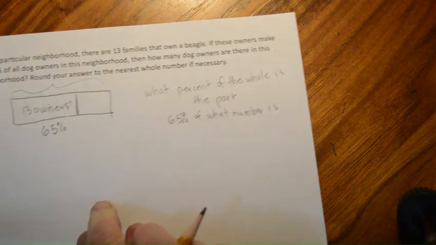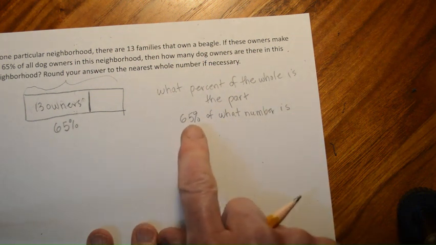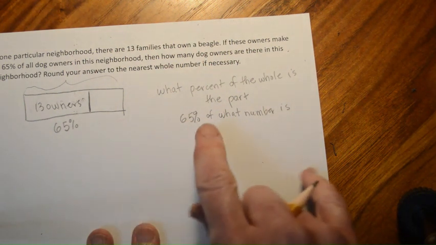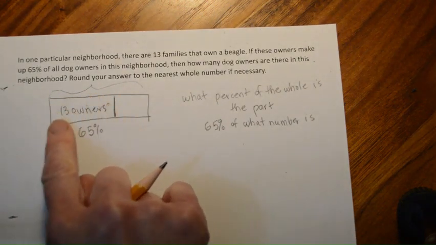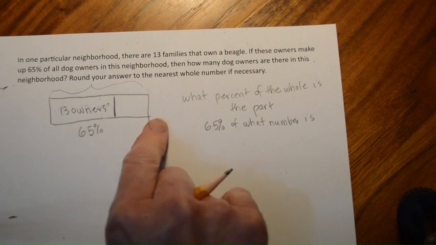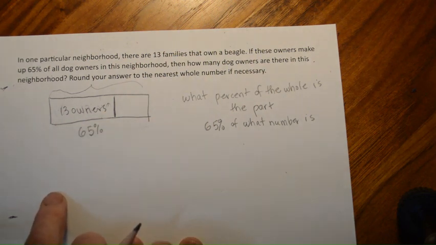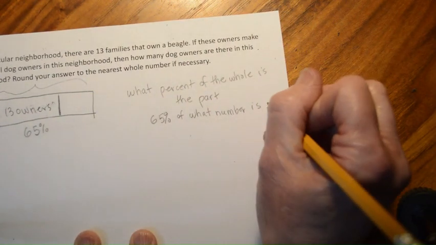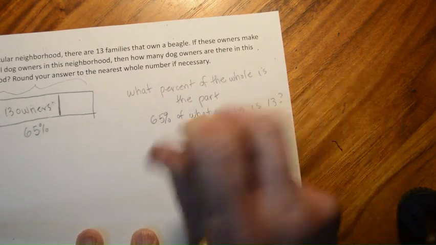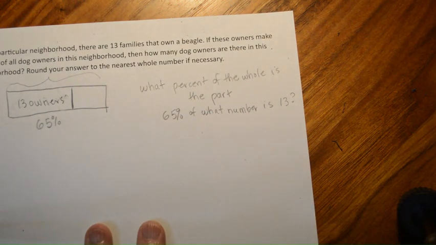So 65% of what number is, so then I must know the part. I have to know 2 of them. I can't be missing 2 of them. I can only be missing 1. This checks that this is the part. It's not the whole amount of dog owners in the neighborhood. It's just some of them. It's only the ones that own the beagle. So yeah, I do know the part. It's 13. All right, so 65% of what number is 13?